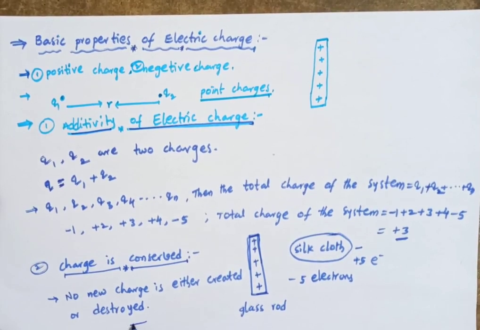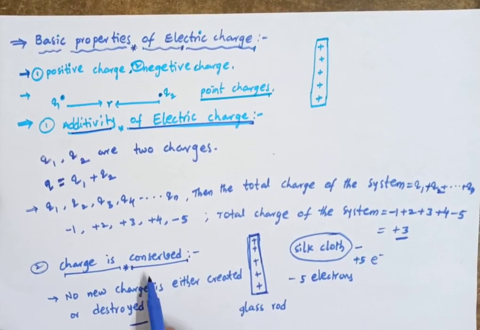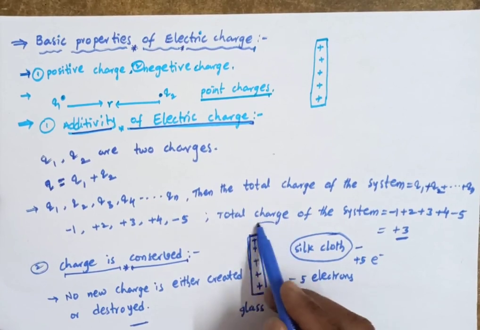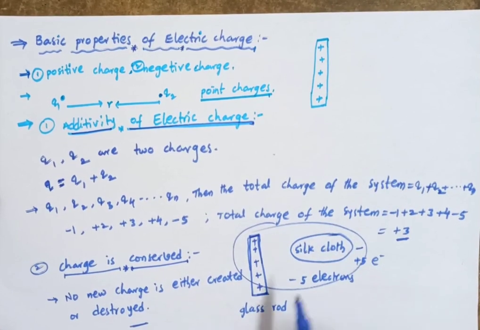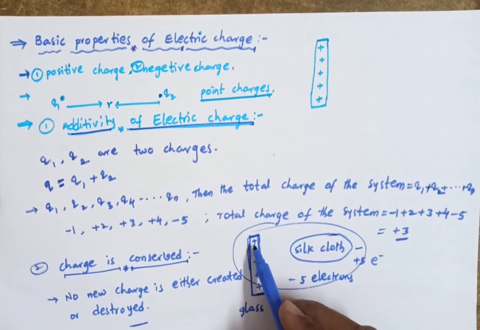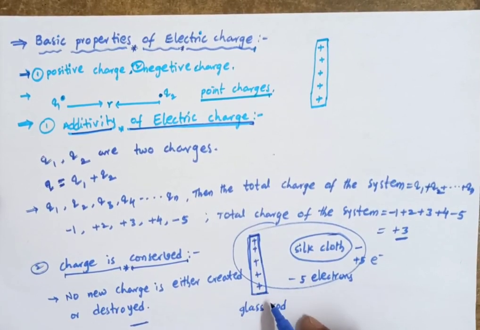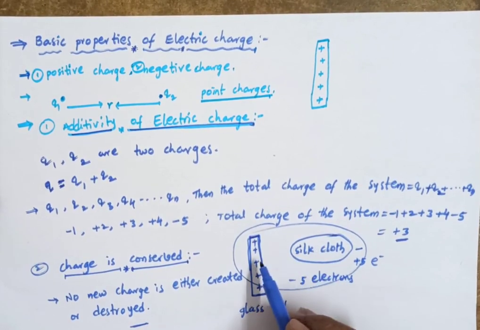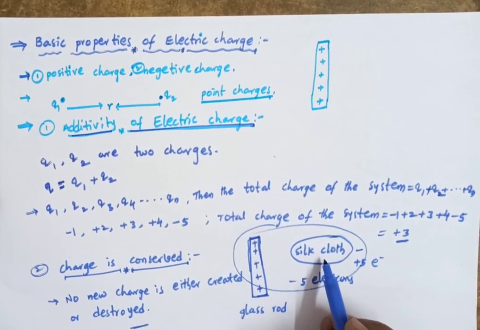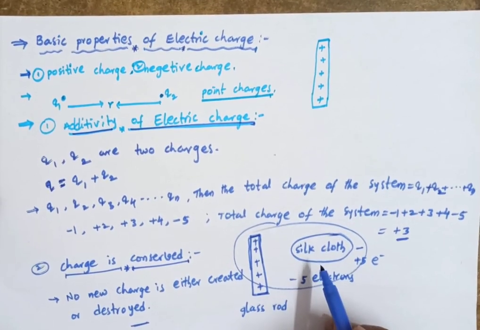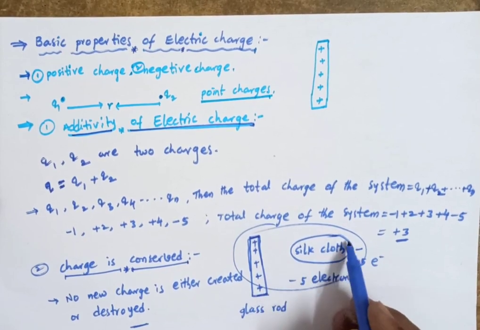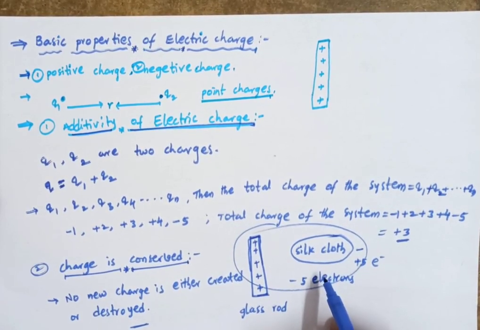So this is about the conservation of charge. For an isolated system, when a silk cloth is rubbed with a glass rod, the number of electrons transferred from the silk cloth to the glass rod, or from the glass rod to the silk cloth, is conserved. The loss of electrons of the glass rod is the gain of electrons of the silk cloth.